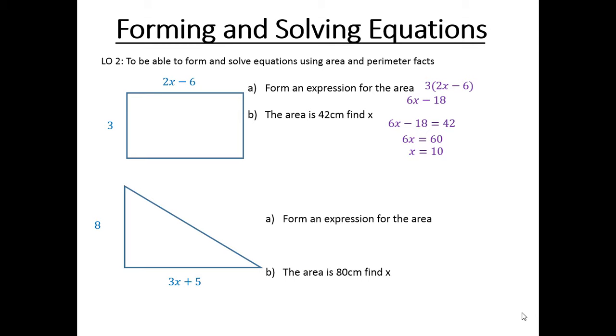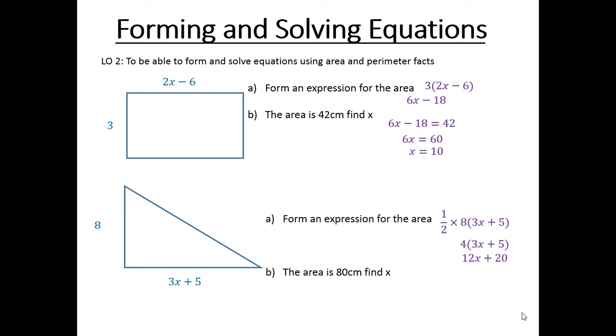The second question now, here the triangle, forming an expression for the area of the triangle. Whoops, I gave it away already. What is the area of the triangle first? That's what you need to say to yourself. It is base times height divided by 2. So you do 3x plus 5 times by 8 and then divide it by 2. Well, I could just do half times 8, which is 4. Then 4 times 3x is 12x, and then 4 times 5 is plus 20. And there you go. You formed your expression for the area, 12x plus 20.